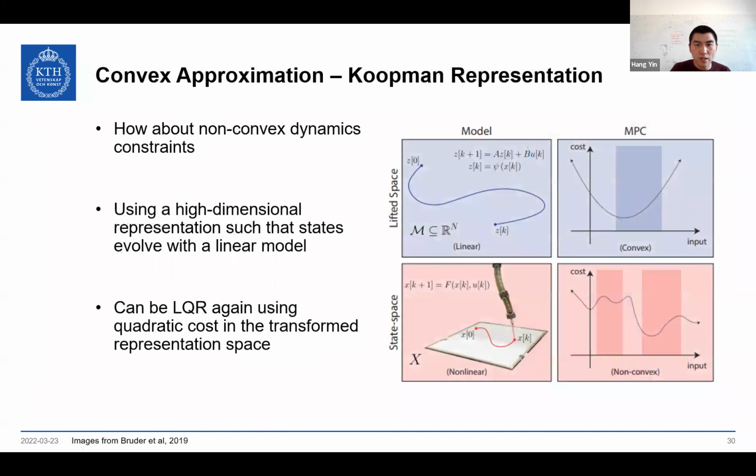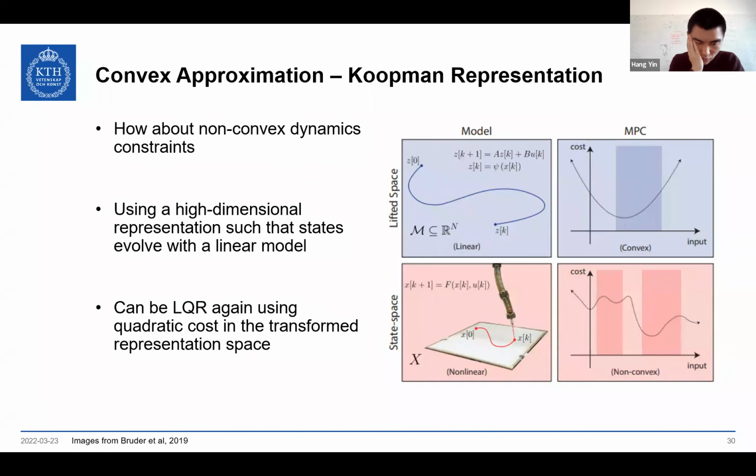But of course, the other problem is that convex optimization is still limited, right? We talked about how we can control affine dynamics. We didn't say that they have to be convex. So how can we bring non-convex dynamics into the picture? We still have to handle some non-convex dynamics constraints here.